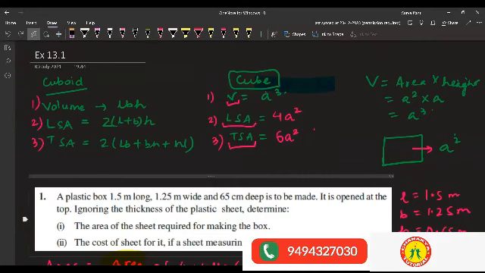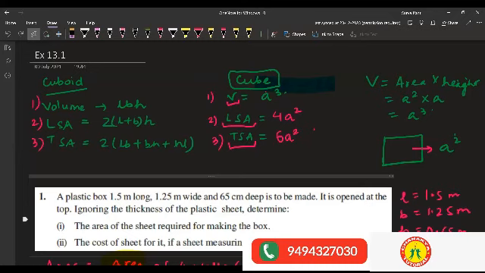Okay. It is open at the top, ignoring the thickness of the plastic sheet. There is no thickness at all. So normally you try to understand here length, breadth, and height. All three are given over here, and the top part is not there. It's open at the top. So the area of sheet required for making the box: how much area is required?